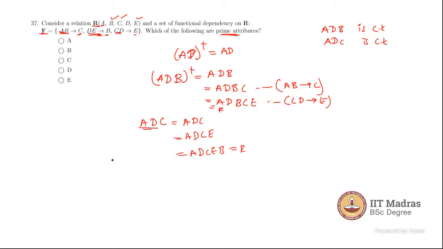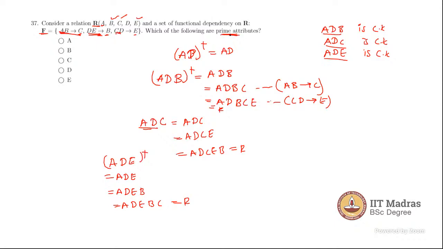Now let us take another combination, the last one, that is A, D, and E. If we take the closure of ADE, from DE I can determine B. So A, D, E, B. From AB I can determine C. That is A, D, E, B, C. This is equal to R. So ADE is also a candidate key here. So there are three candidate keys, that is ADB, ADC, and ADE.